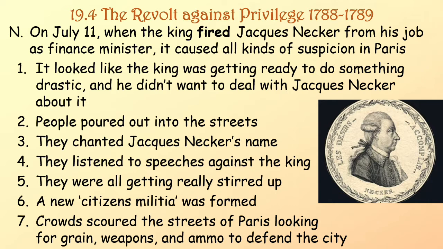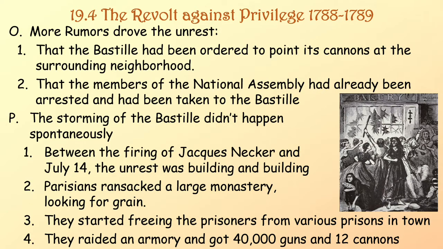It looked like the king was getting ready to do something drastic, and he didn't want to deal with Jacques Necker about it. So people poured into the streets and they chanted Jacques Necker's name, and they listened to speeches against the king, and they were all getting really stirred up. A new citizens' militia was formed, and crowds scoured the streets of Paris looking for grain, weapons, and ammo to defend the city. More rumors drove the unrest, that the Bastille had been ordered to point its cannons at the surrounding neighborhood, that the members of the National Assembly had already been arrested and had been taken to the Bastille.